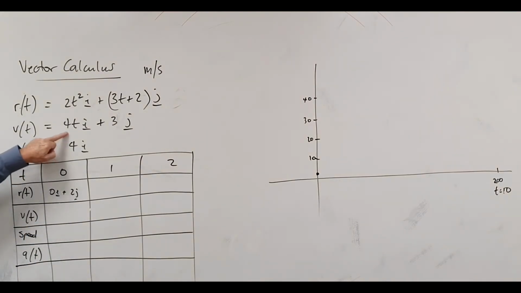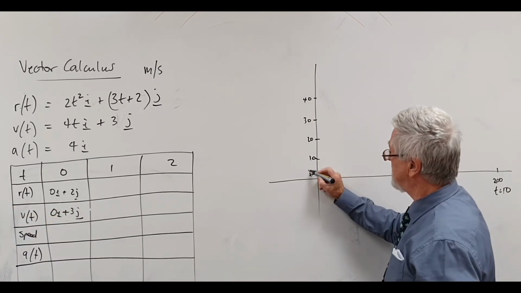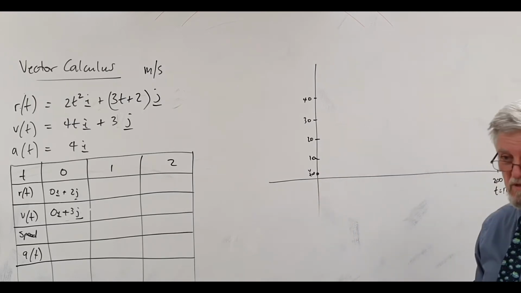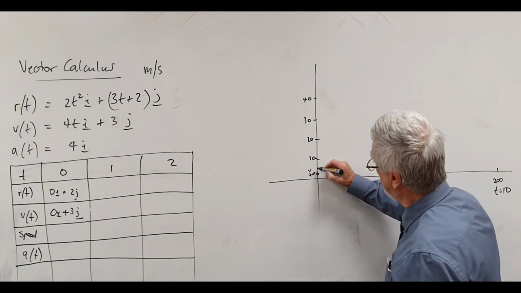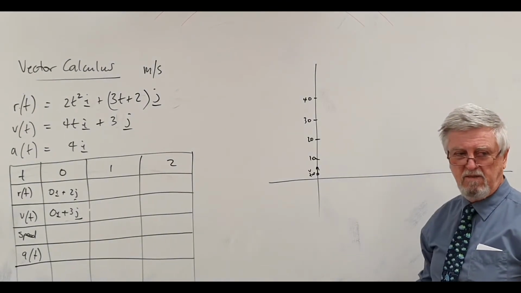So its velocity, that'll be 0... just 3. That's 3j. So could I have written that as 0 plus 3j? So when time was 0, what's its velocity? 3 up. It's going up at 3 metres per second.